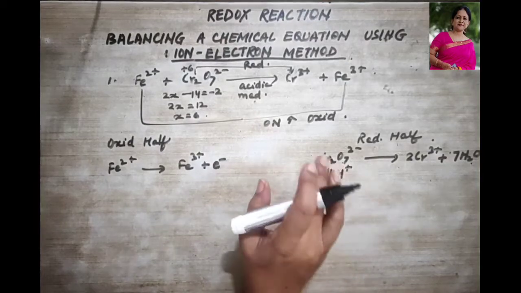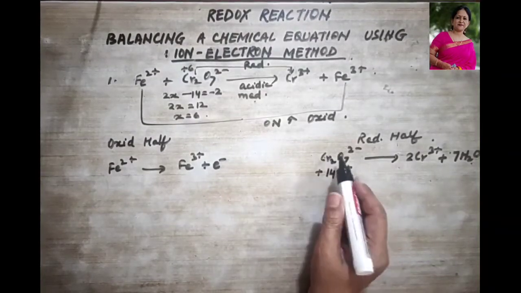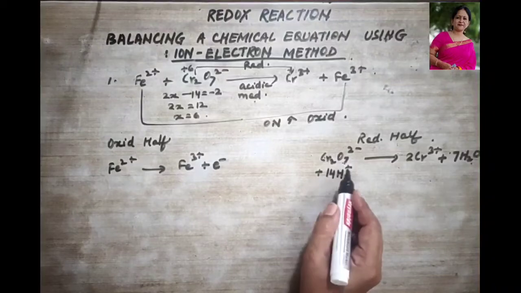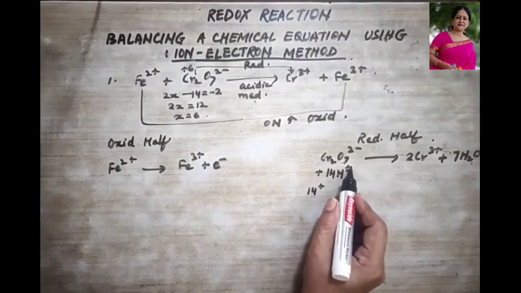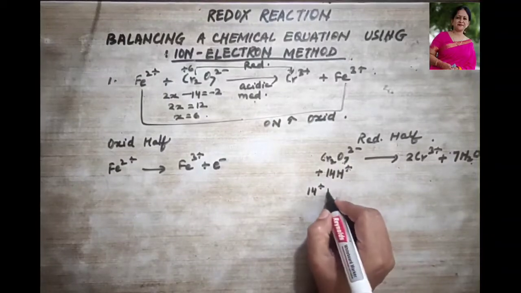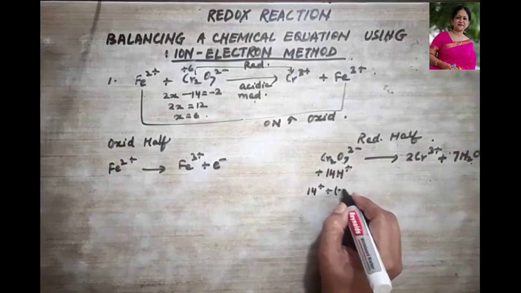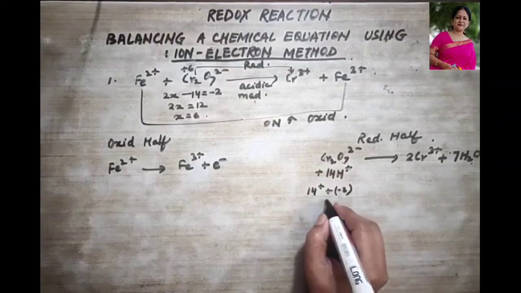After this, we have to balance the charges. Let's balance the charge over here. So 14 positive charges are there, plus how many negative charges? Minus 2. This is equal to how much?